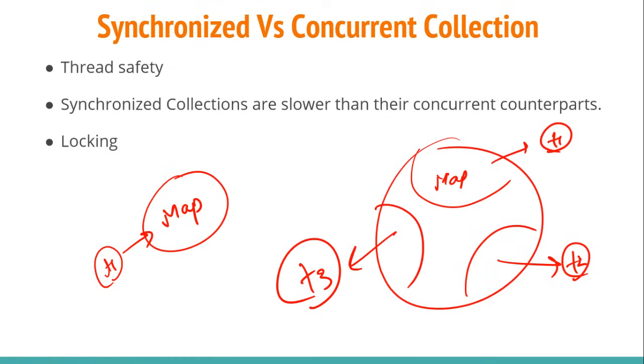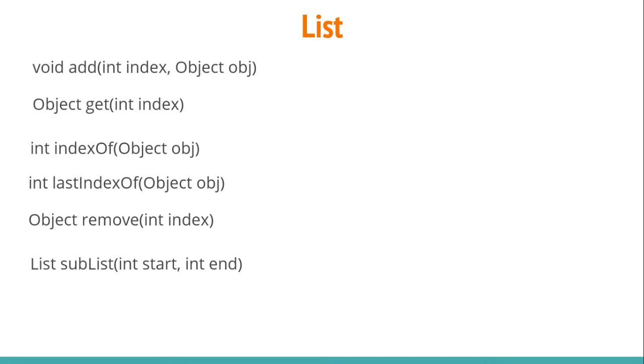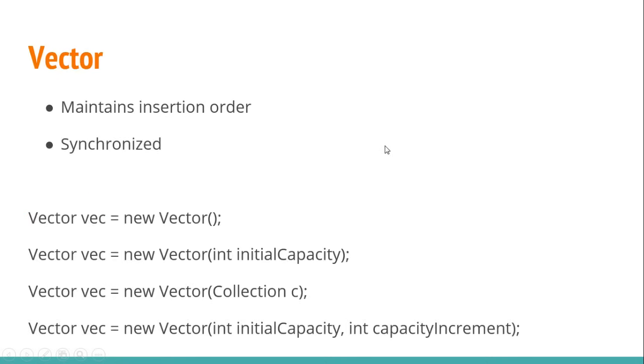Similarly, if there's one more segment, as many segments as there are, that many threads can access a concurrent collection simultaneously. Moving on, we discussed that list provides us with positional access. We had a lot of discussion around search, iteration and range view for list. We saw the methods add, get, indexOf, lastIndexOf, remove and subList if you want to create a sublist of an existing list. Further, we saw how to create an ArrayList and a LinkedList, and we discussed the differences between them. We also quickly took a look at the doubly linked list that provides pointers for both the previous node and the next node.